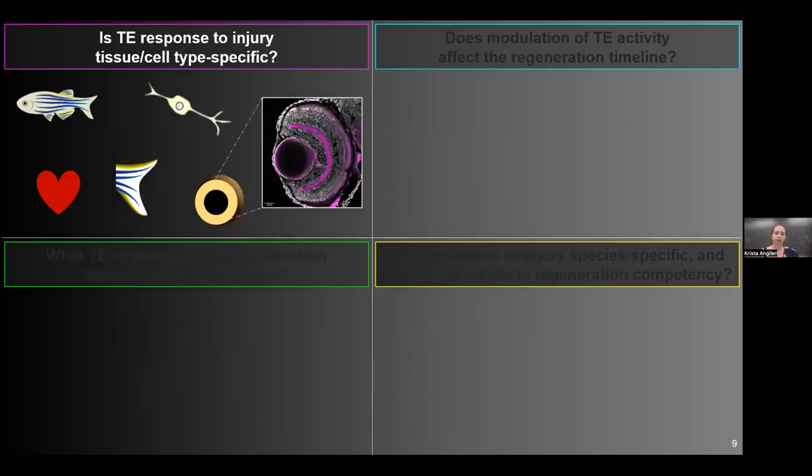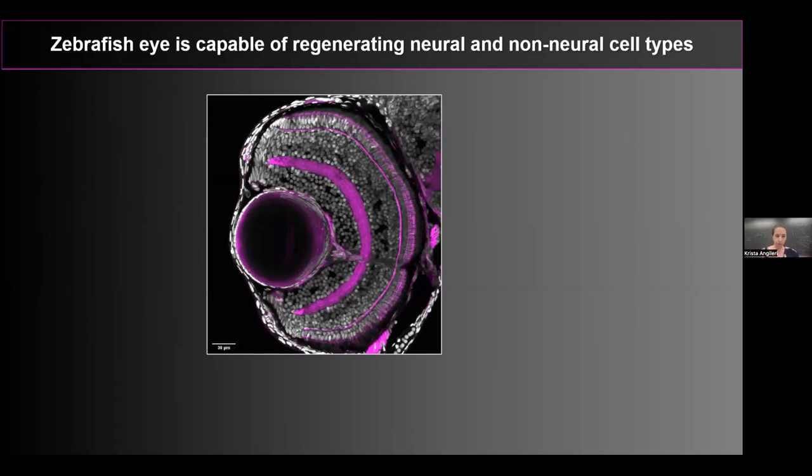So as you can imagine, these traits started to lead us to ask several questions, the first of which is whether or not transposon response to injury is a tissue and or cell specific type of response. And so to start getting at this question, I began by using publicly available bulk RNA-seq data to begin learning bioinformatics, and beginning with the zebrafish as a model, since I am very familiar with that model as well.